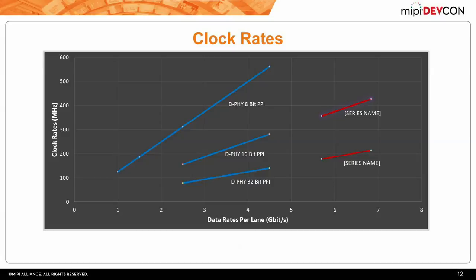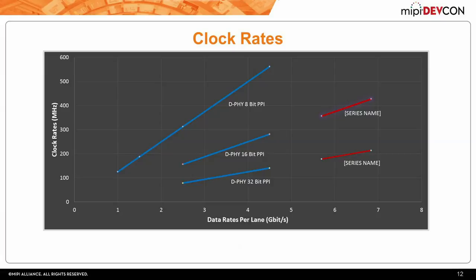So if you take 2.5, all of a sudden, instead of being at 312, you divide that by 2. And so this shows you the projection of 16-bit PPI. Here, if you went to 32-bit PPI, then these are the kind of numbers you would get. So if your goal is to keep your DeFi application under 400 megahertz, and you want to go to 4.5, then you've got to go to 16-bit PPI.